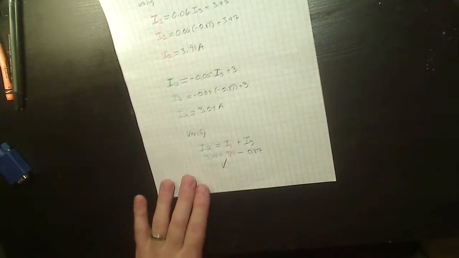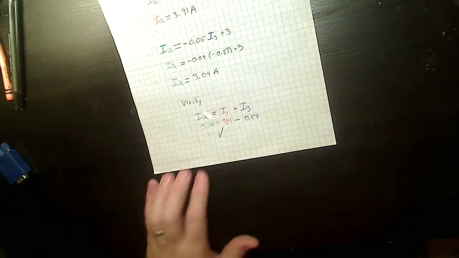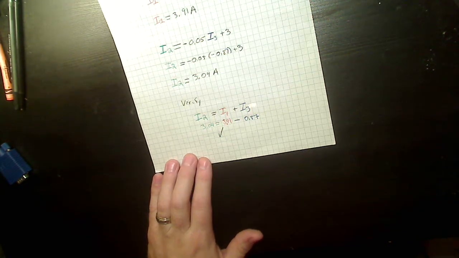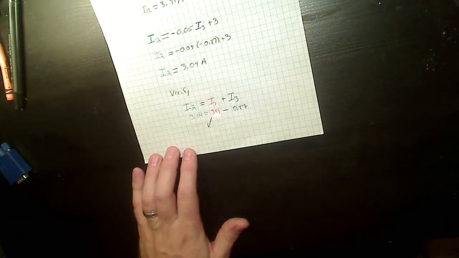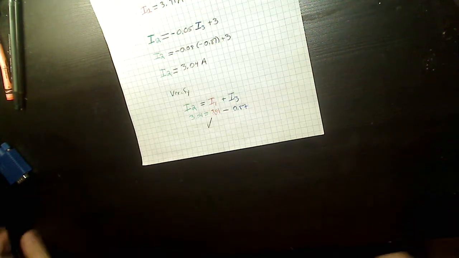Then we have to verify that we've done everything correctly. Our conservation of energy says that I2 must be equal to I1 plus I3. So I2 is 3.04 amps, I1 is 3.91 amps, and I3, as we solved, was minus 0.87 amps. When I put all that in, 3.91 minus 0.87 is equal to 3.04. And there we go, we have now solved what all three currents are.